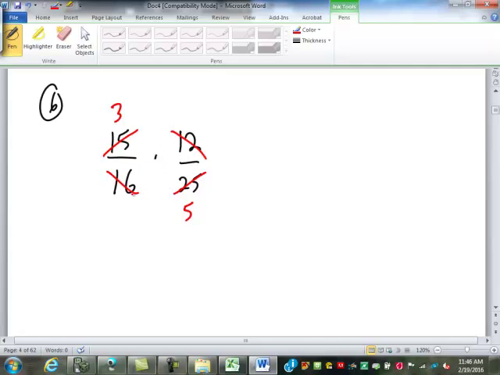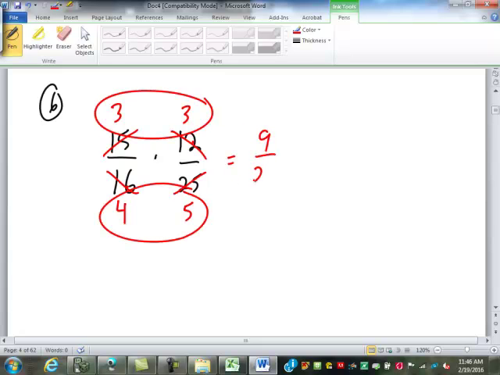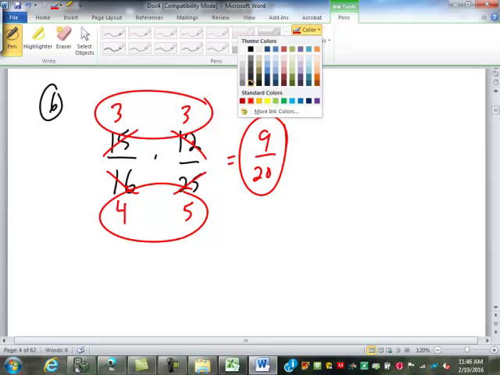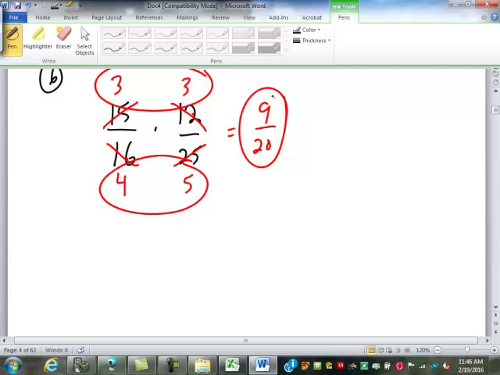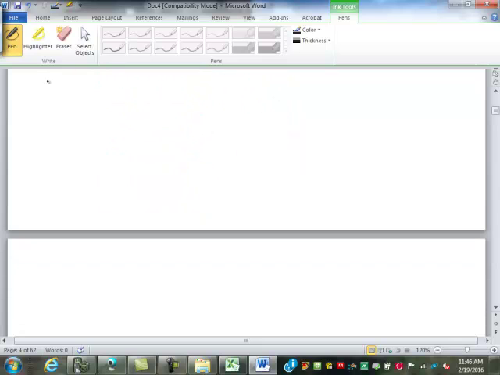And the 16 and the 12 can both be divided by 4. 16 divided by 4 is 4. 12 divided by 4 is 3. 3 times 3 is 9. 4 times 5 is 20. Any questions so far? Good. Number 7. Another one where cross-canceling comes into play a lot.